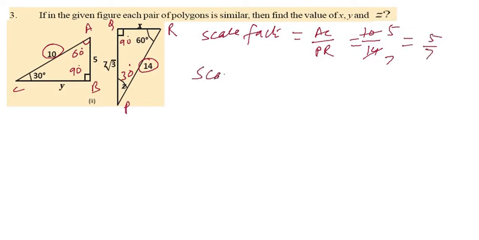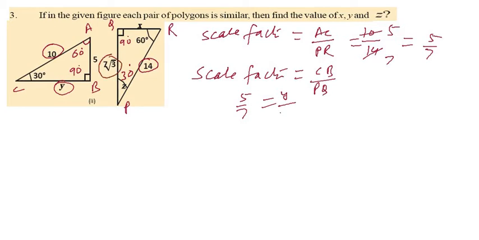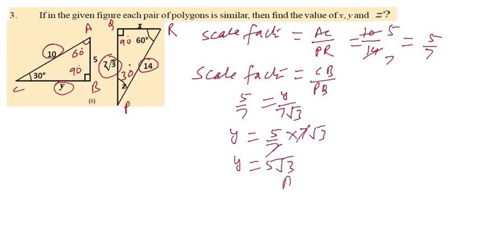Now once again scale factor. Now how can we find this scale factor? It is CB upon PQ. Write the 5/7. CB means it is your Y, so you have to put here Y, and PQ is 7 root 3. So you can write here 7 root 3. Now you can find the Y. Y is equal to 5 by 7 into 7 root 3. 7 will be cancelled out. So we get Y is equal to 5 root 3, and that is your answer.